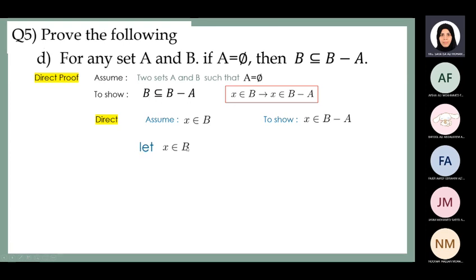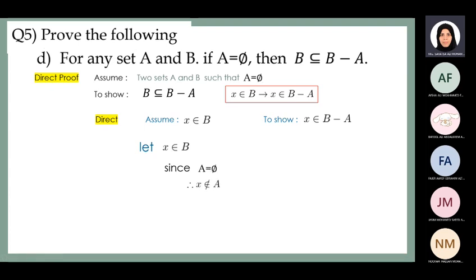So I will say let X belong to B. What do I know about A? I know that A is phi. This is from my assumption, the outer proof, the overall proof. So I will say since A equal to phi, it means A is empty.